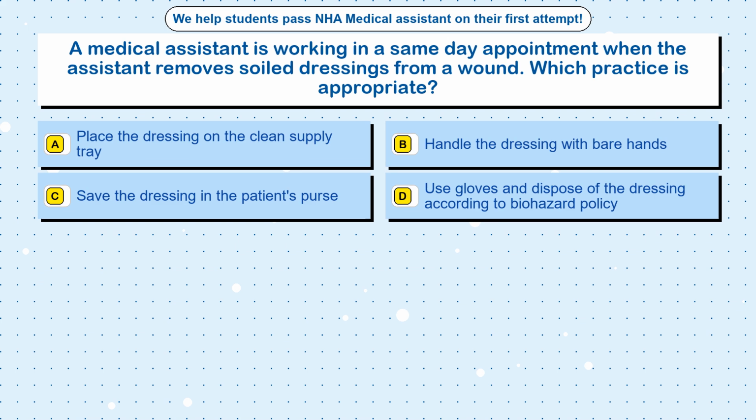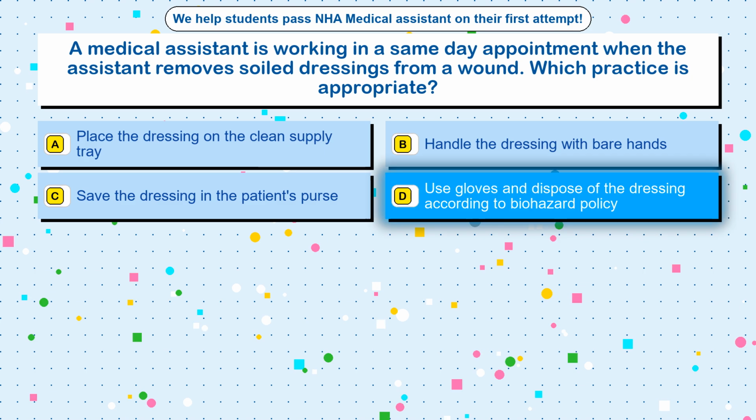Question 22. A medical assistant is working in a same-day appointment when the assistant removes soiled dressings from a wound. Which practice is appropriate? Option A, place the dressing on the clean supply tray. Option B, handle the dressing with bare hands. Option C, save the dressing in the patient's purse. Option D, use gloves and dispose of the dressing according to biohazard policy. The correct answer is option D, use gloves and dispose of the dressing according to biohazard policy.